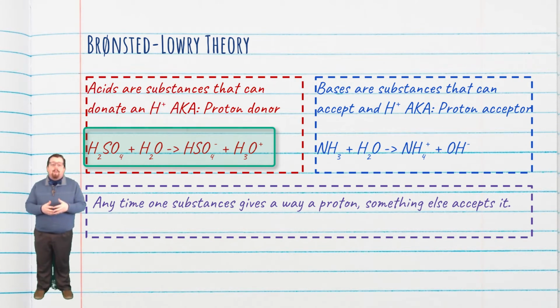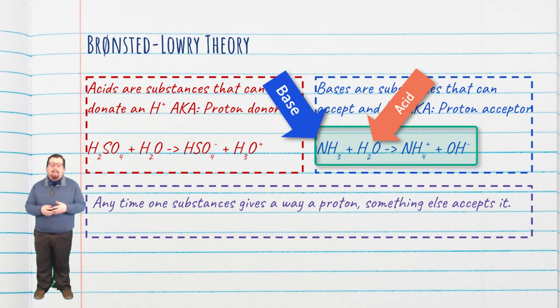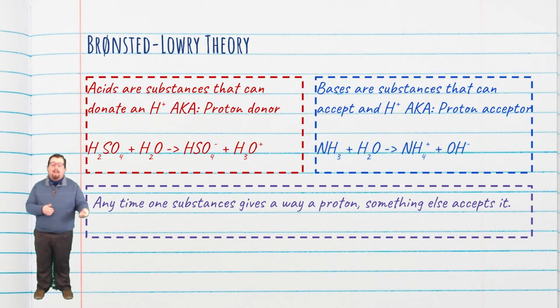Another example involves ammonia in water. Ammonia is willing to accept a proton and become the ammonium ion, or NH4+. It's got to get that hydrogen from somewhere, so it pulls it away from the water. Doing so creates the hydroxide ion, or OH negative. In this case, water is our acid because it donates a proton, and ammonia is our base because it accepts a proton. Anytime a substance gives away a proton, another one has to be around to pick it up.